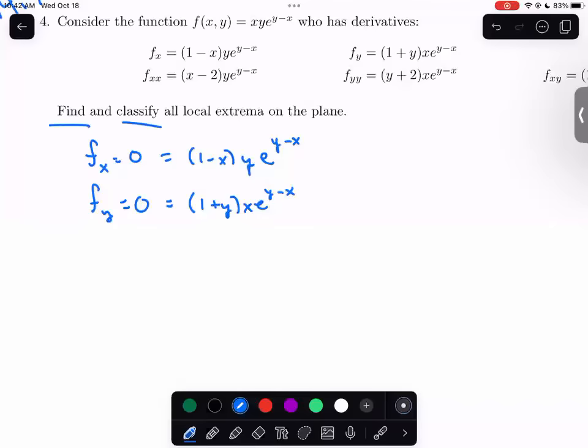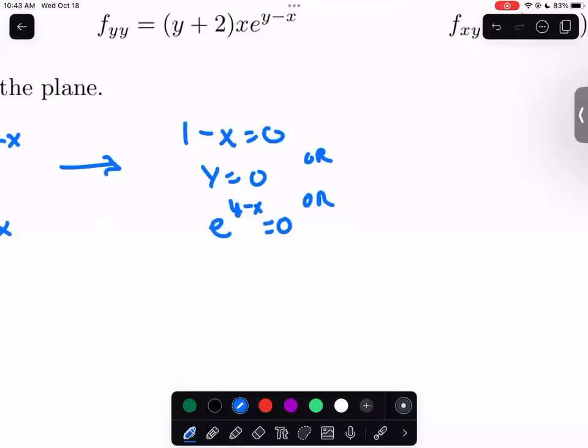And so let's maybe explore this first one here. When you have a product of things equaling zero, if any one of those things in the product is zero, well, zero times anything is zero. So you could have 1 minus x equaling zero, and that would do it. Or you could have y equals zero, and that would do it. Or you could have e to the y minus x equals zero, and that would do it. If any one of these things was equal to zero, that would give you a zero overall.